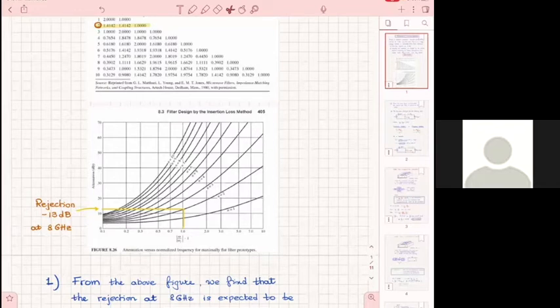So here, if I give you the rejection, in this case, make sure you understand that I don't give you the rejection, I give you the stage. All right, so I tell you n equals 2.